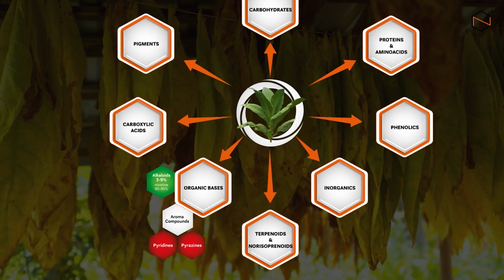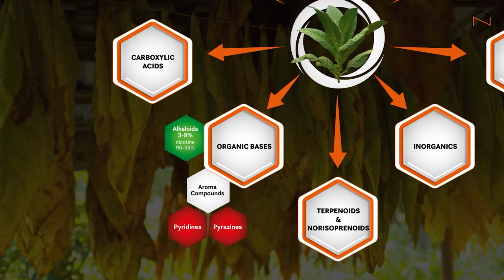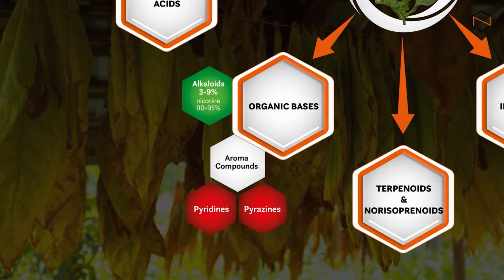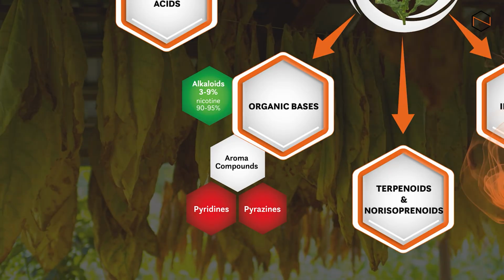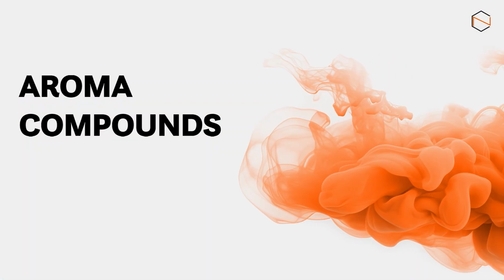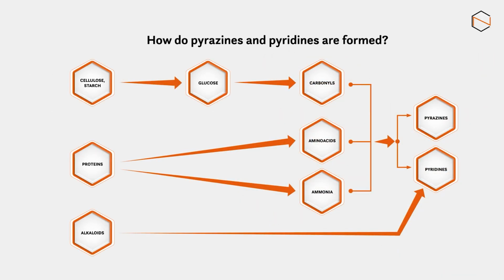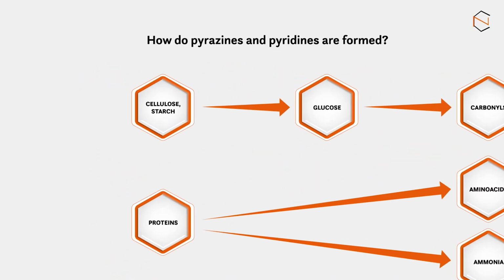Throughout the carefully designed nicotine manufacturing process, various groups of compounds are removed. We would like to highlight one particularly undesirable group that poses the greatest challenge in terms of removal: aroma compounds, pyridines and pyrazines. Let's talk about these two groups of aroma compounds. How are pyrazines and pyridines formed? When tobacco is cured, a wide range of chemical transformations take place. Large molecules break down into smaller ones, which then react to form aroma compounds. Let's take a closer look at this process.